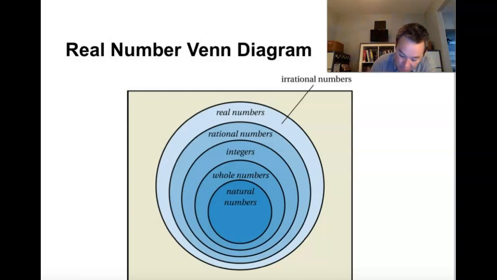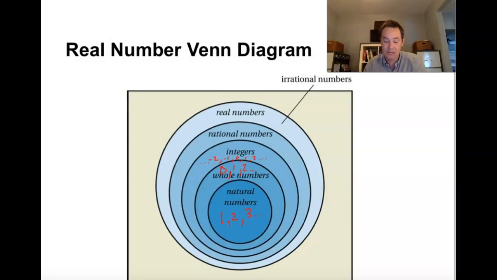So natural numbers are counting numbers starting at 1. Whole numbers, exact same set, except it includes 0. So it's 0 to infinity. Integers, including positive and negative numbers, so it would be more like -2, -1, 0, 1, 2.